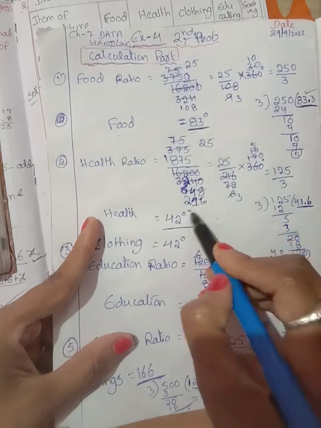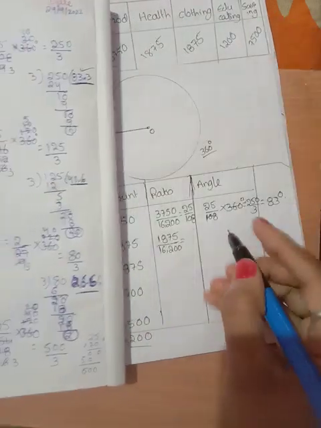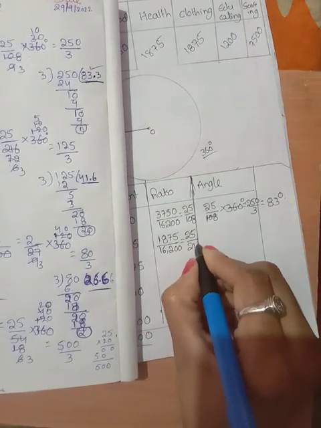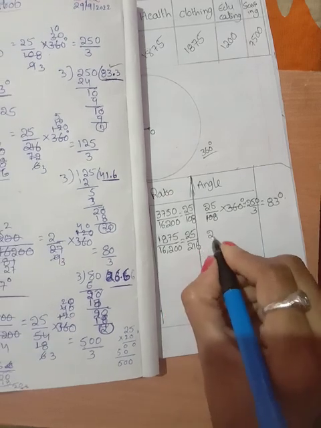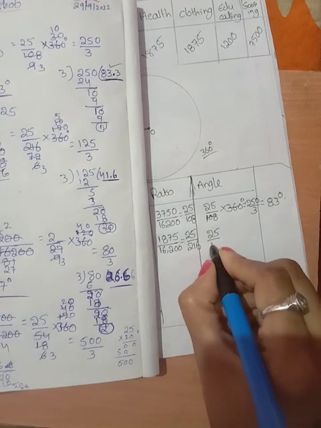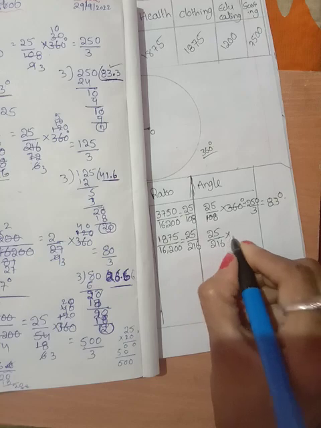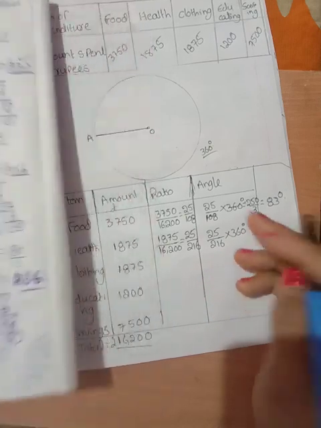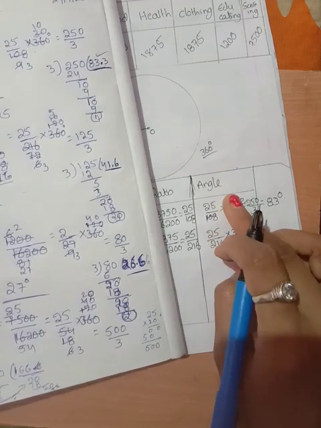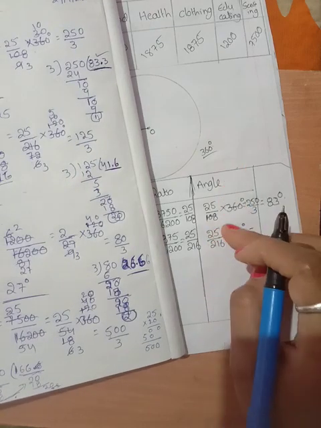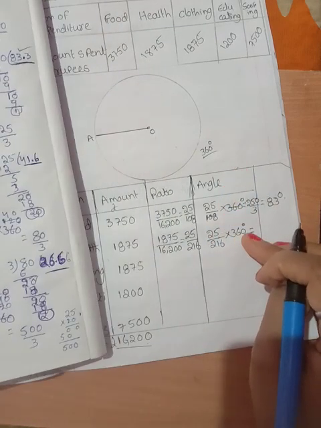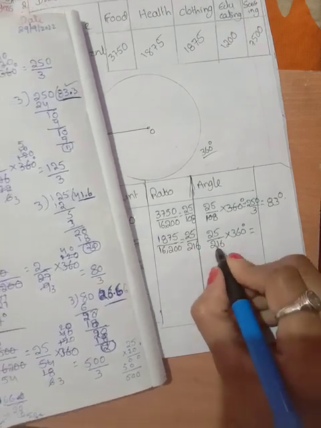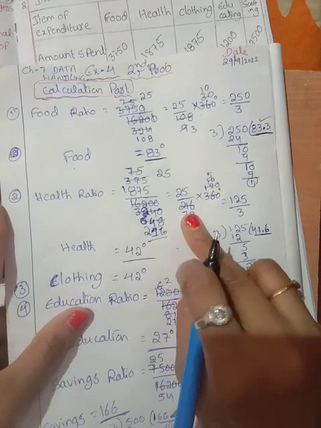25 by 216. 25 by 216. Now you can find out the angle: 225 by 216 into 360 degrees. Okay, each sector angle you can find out one by one. So you can understand. This is a calculation part.